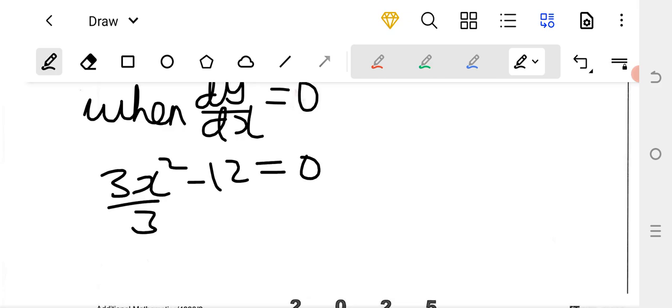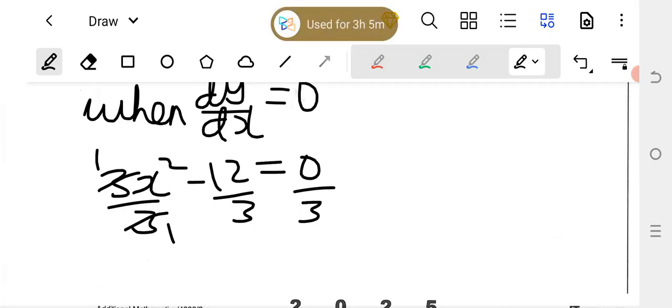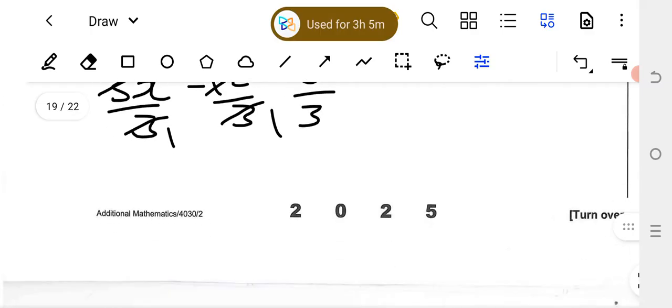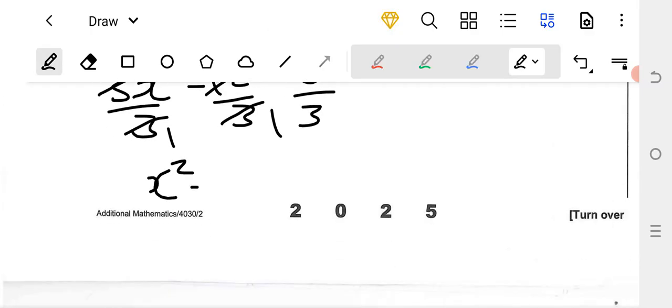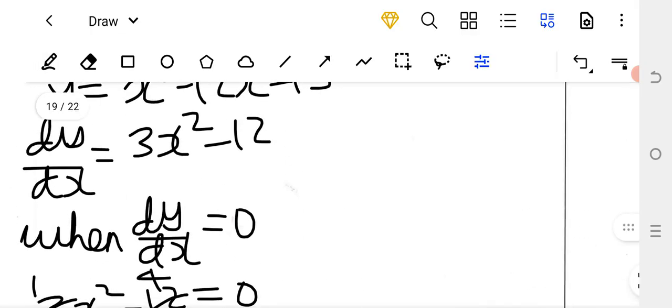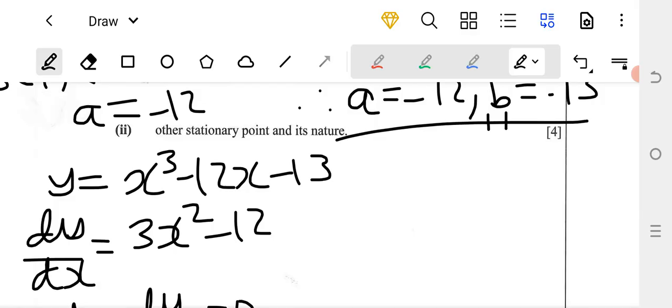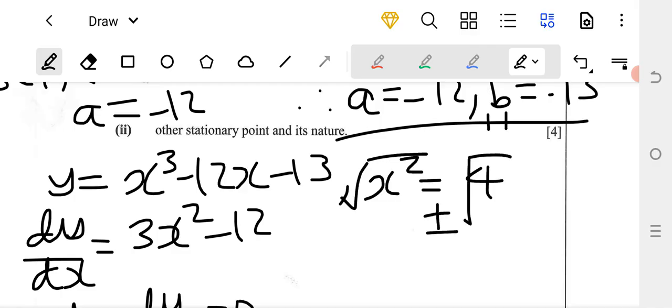We divide throughout by 3. 3 can go into itself, 1 into 3, it's a 1. 3 can go into itself, 1 into 12, it's a 4. X squared minus 4 is equal to 0. Then x squared is equal to positive 4. We apply the square root to both sides, so plus or minus. X is equal to plus or minus 2.